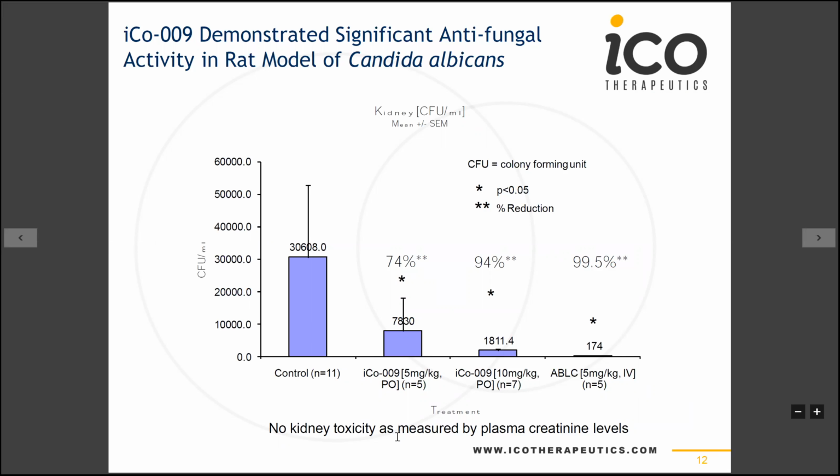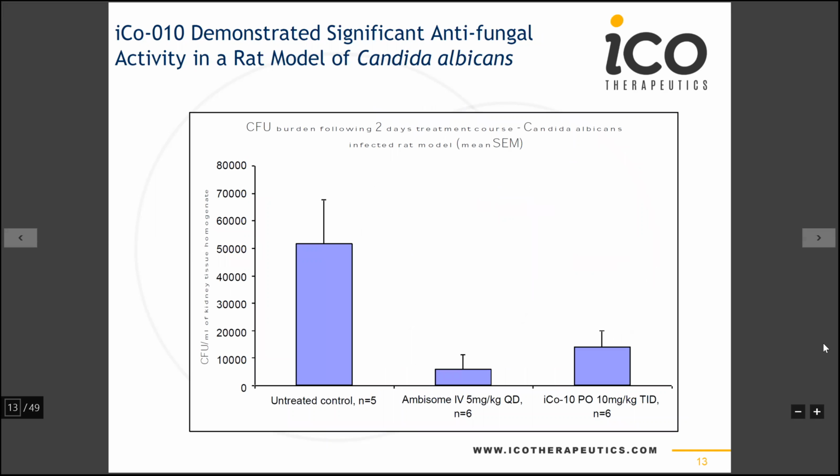What was also really exciting, AMP-B, as you know, is a nephrotoxic drug, but in our formulation, it was able to reduce the fungal load, but it did not affect the renal function of the kidney. In other words, there was no change in plasma creatinine levels, which is an indirect measure of renal function. Again, we show you in another model of Candida albicans the significant reduction in activity as a function of dose.